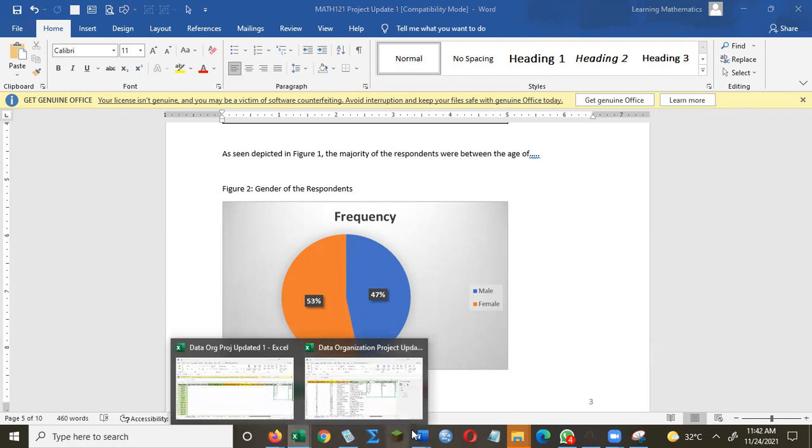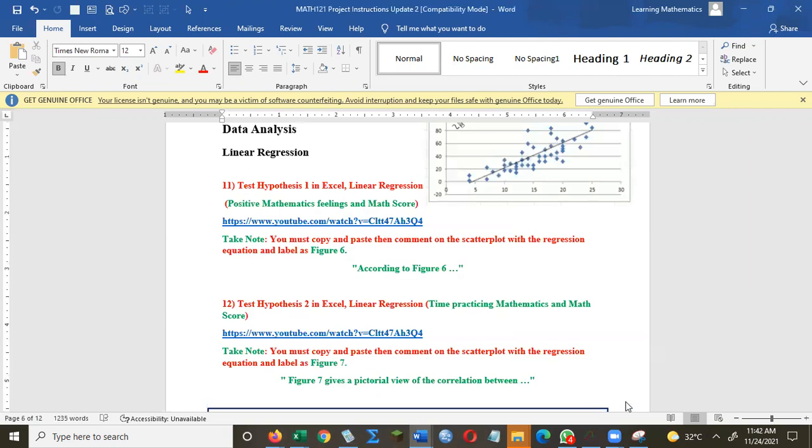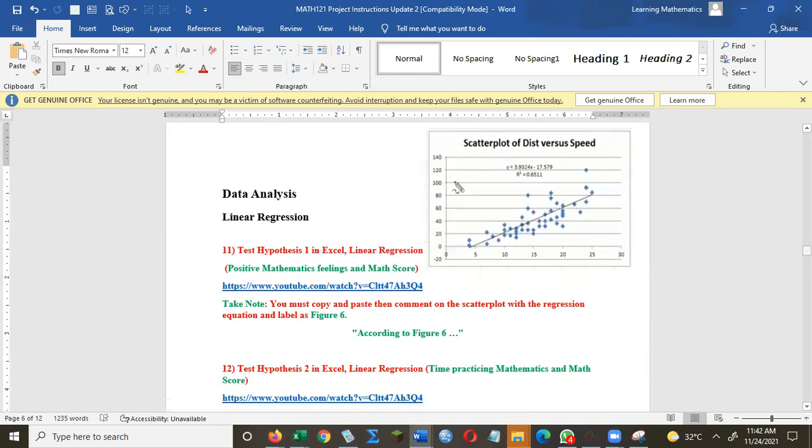So that's why the next step now is numerical analysis, and then to make an informed decision, which is the conclusions. Okay, so there now you're going to make numerical analysis. You're going to do a hypothesis. For hypothesis 1, you're going to do a linear regression.